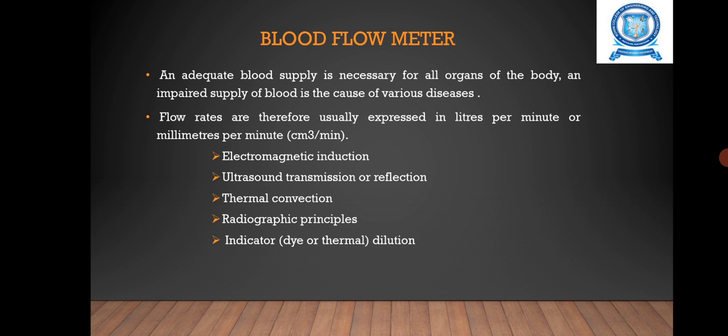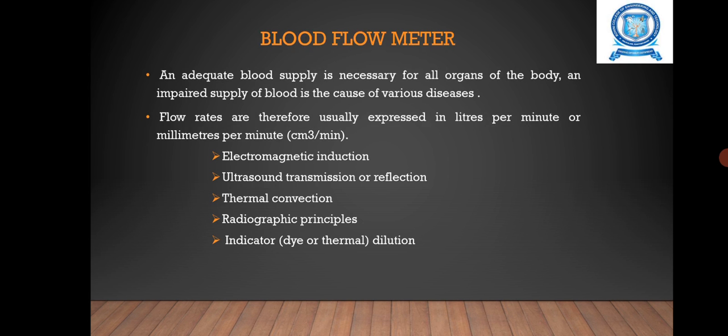Blood flow meter. An adequate blood supply is necessary for all organs of the body. An impaired supply of blood is the cause of various diseases. That means the ability to measure blood flow in the vessel that supplies a particular organ would be very helpful in diagnosing such diseases. Flow rates are therefore usually expressed in liters per minute or milliliters per minute.